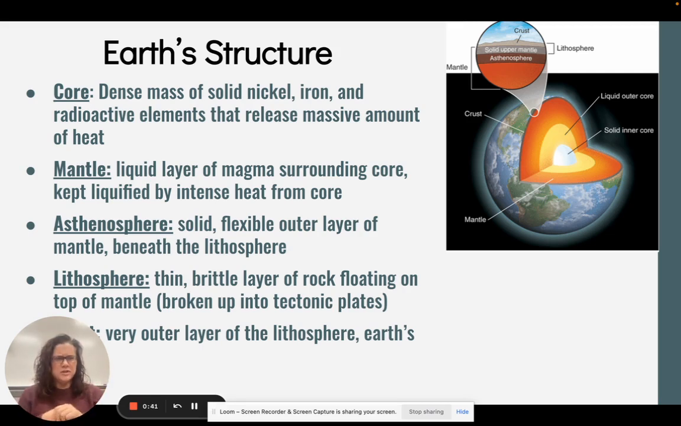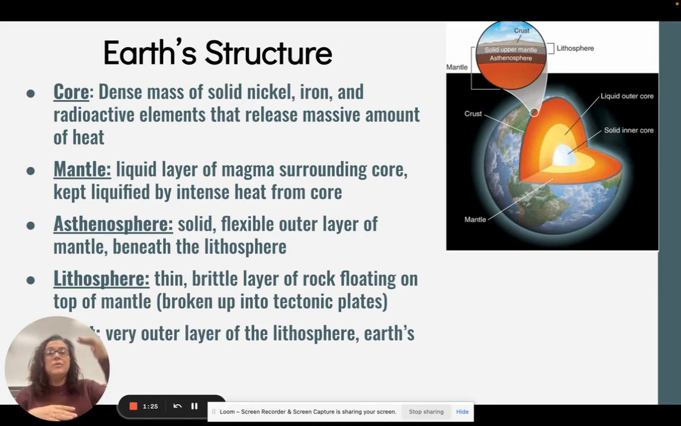We've got to talk a little bit about Earth's structure. We know at the core of Earth is a really dense, heavy metal, with radioactive elements releasing lots and lots of heat, right? And that heat is responsible for keeping our mantle, which is the next layer, liquid. So the mantle is liquid magma that surrounds that core. Okay. And as we get further from the core, we start to cool a little because there's less heat emerging from that. So on top of the mantle, we have something called the asthenosphere. It's a solid, flexible outer layer of mantle. Okay, so it's kind of like the edge between the mantle and the lithosphere, if you will. It's flexible, but it is solid.